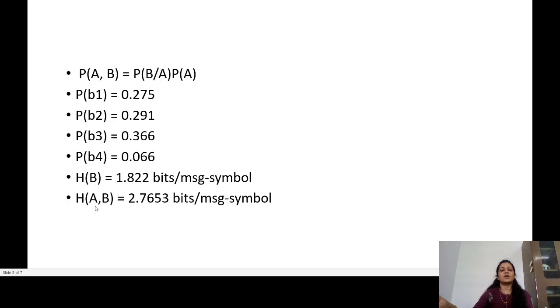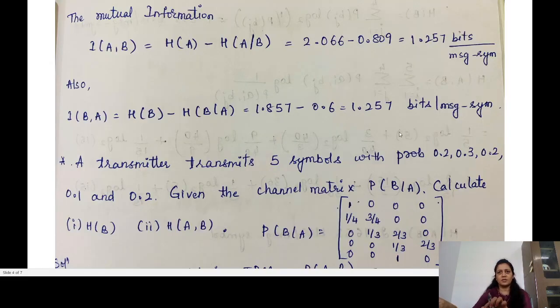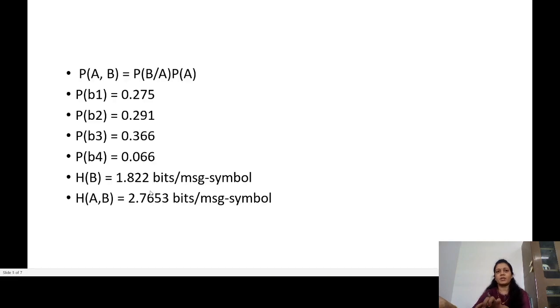Similarly, to calculate H of A comma B, you should have knowledge about the joint probability. So P of A comma B into log of 1 divided by P of A comma B, where i varies between 1 to 5 corresponding to 5 input symbols, and j varies between 1 to 4 corresponding to 4 output symbols. You will obtain H of A comma B. Calculate and verify your results.